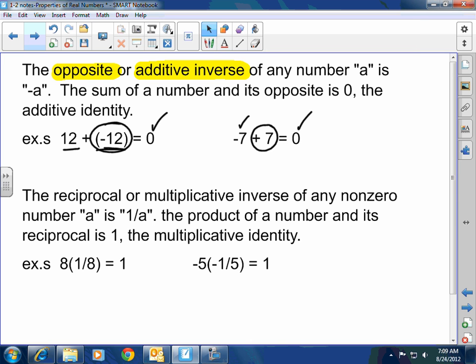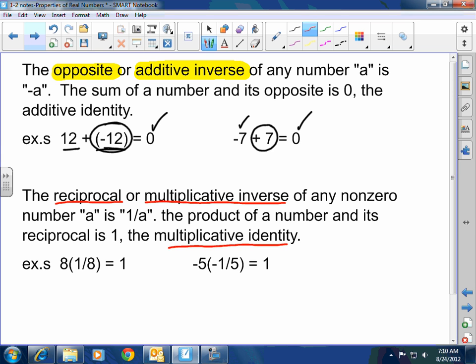Now, we can also look at it as a reciprocal or the multiplicative inverse. That's another type of inverse we're going to work with. And the multiplicative inverse of any non-zero number a is 1 over a. And the product of the number and its reciprocal is going to be 1. This is called the multiplicative identity. So in other words, 8 times the multiplicative inverse of 1/8 is going to equal 1. And negative 5 times the multiplicative inverse of negative 5, which is negative 1/5, is also going to equal 1.